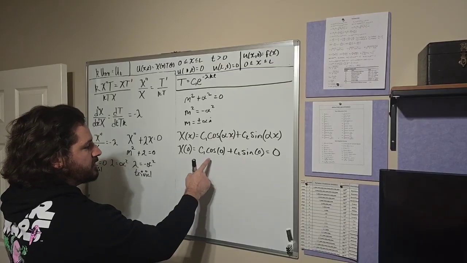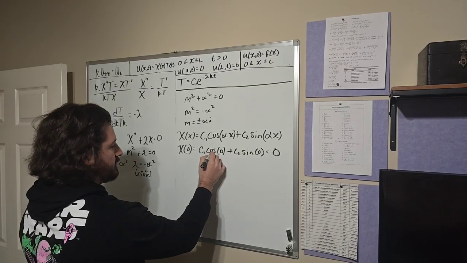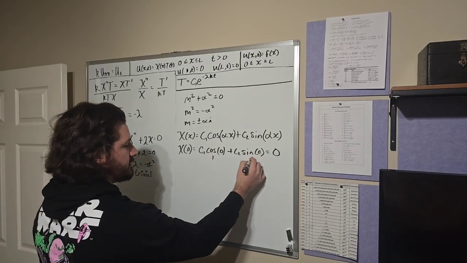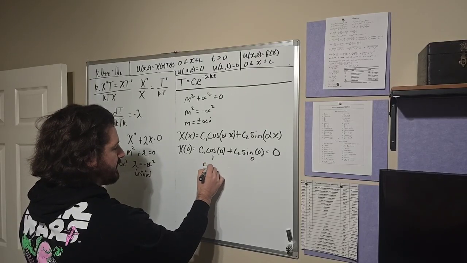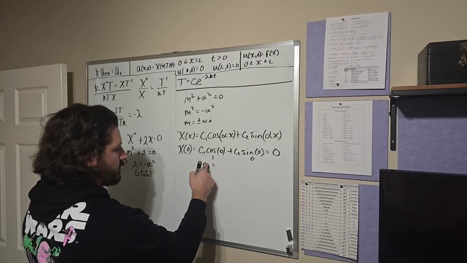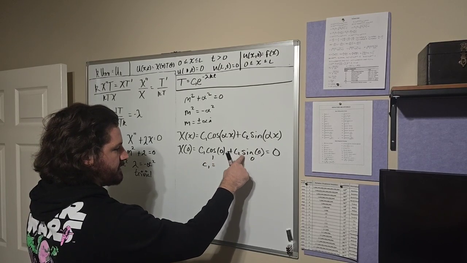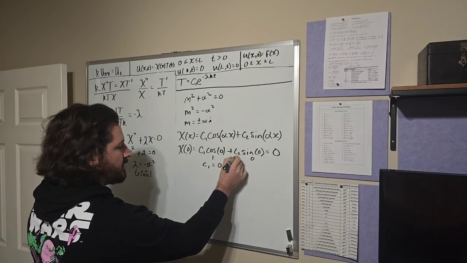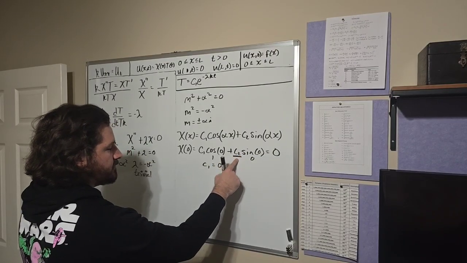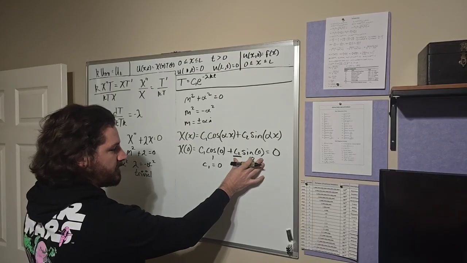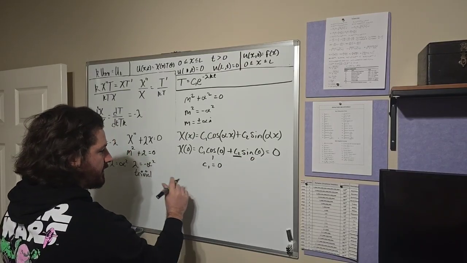Okay, so cosine of 0 is just 1, and sine of 0 is 0. So in this case, we have again that C1 times 1 is just C1, and that whole term is 0, so C1 equals 0. Now recall again, the C2 term does not necessarily have to be 0 for this term to equal 0, since sine of 0 was already there.